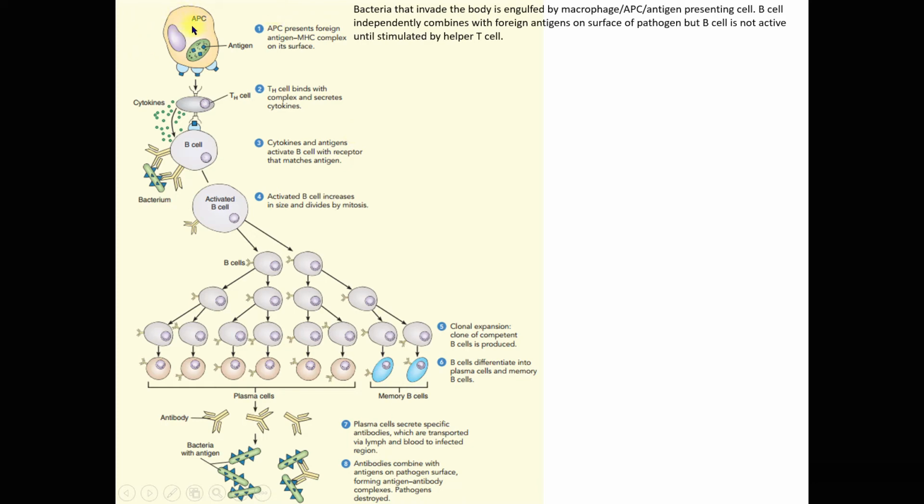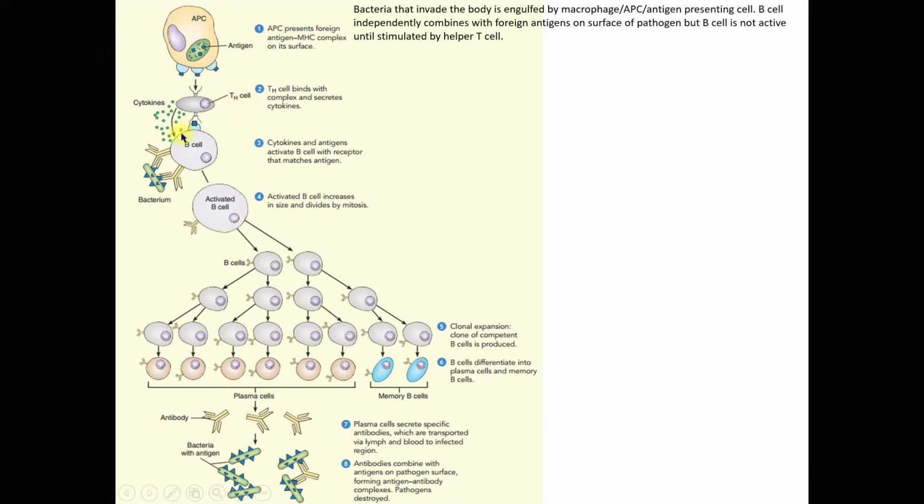So first things first, bacteria that invade the body is engulfed by macrophage. Right? Engulfed by macrophage, or you can write by an APC or antigen presenting cell. Okay, because it's understood. When you say a bacteria is engulfed by an APC, meaning to say you are referring to either macrophage or dendritic cell. Okay, and as well the B cell. It depends how you write your sentence. Now, so let's go back here. So bacteria that invade the body is engulfed by macrophage.